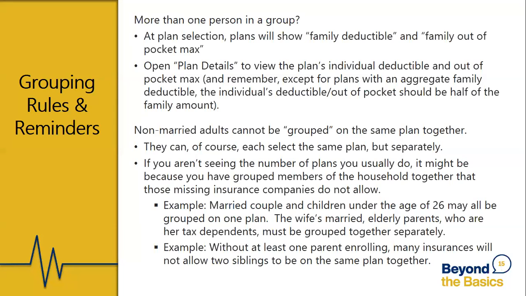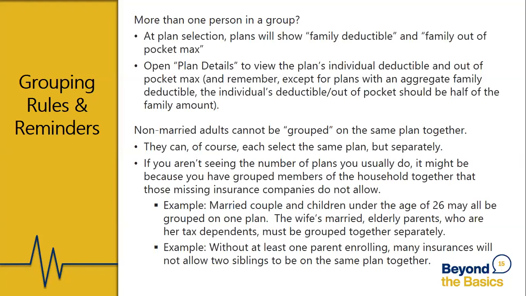For example, a married couple with 2 children who are under the age of 26 may all be grouped on one plan together. But if they have adult dependents who are also in the household, such as the wife's elderly parents, those parents cannot be grouped on the same plan. If you try and group them together, it will create this error if it lets you look at plans at all, where not all plans are showing.